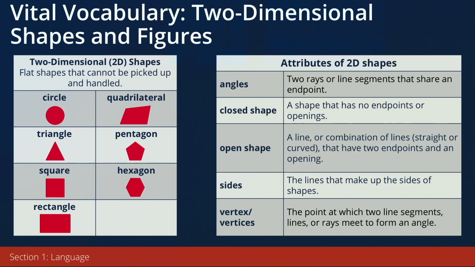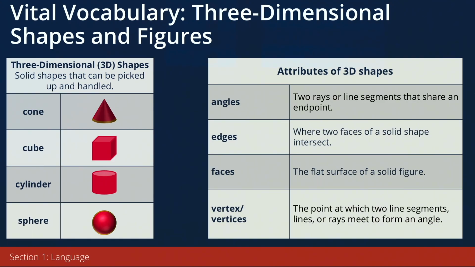And then as we talk about two-dimensional shapes, we want to talk about the angles that are created when we put line segments together. We are often talking about closed shapes, but we might also be talking about open shapes. We will often describe the sides of a shape. And then when we have the point where two line segments meet that forms an angle, that is called a vertex.